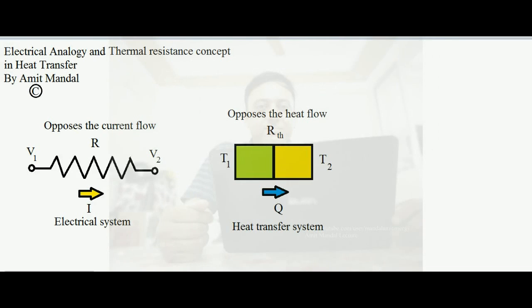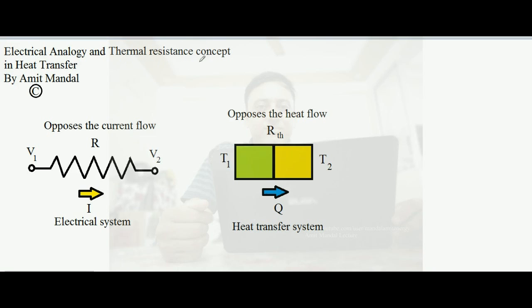Hello students, in this lecture we will learn what the electrical analogy concept connected with heat transfer mechanism is. We will learn about the thermal resistance concept also, okay, which means electrical analogy when connected to heat transfer, then the outcome, the result, is the thermal resistance concept, okay.